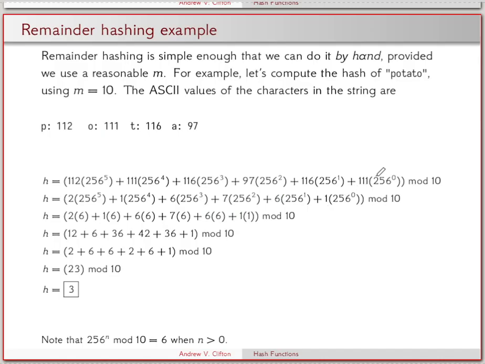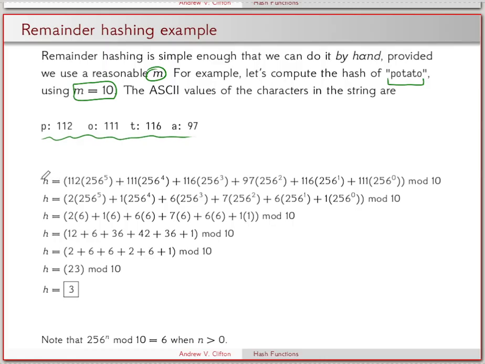Remainder hashing is simple enough that you can do it by hand, because you can just do the modulo wherever, provided we pick a reasonable m, one that's not too hard to do by hand. So let's do the hash of the word potato using m equals 10. Again, I'm doing m equals 10 because mod 10 is easy. You just grab the ones digit here. So here are the ASCII values that we care about for the string potato.